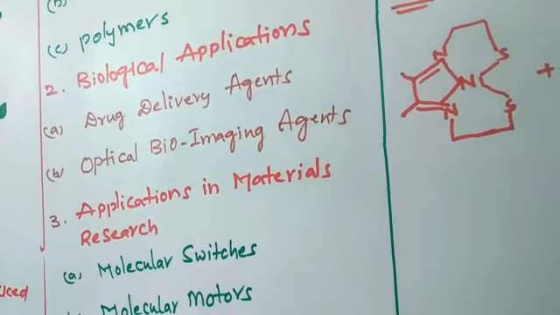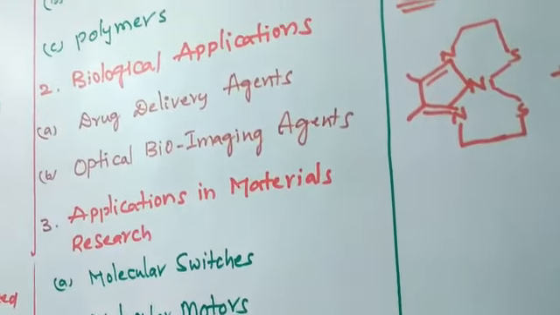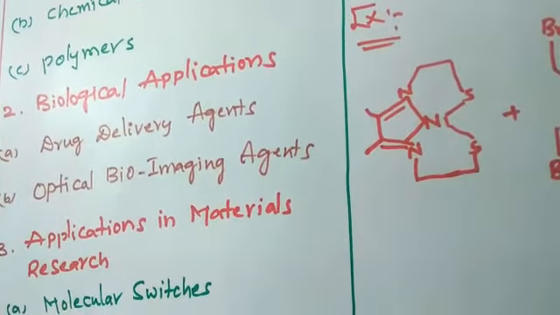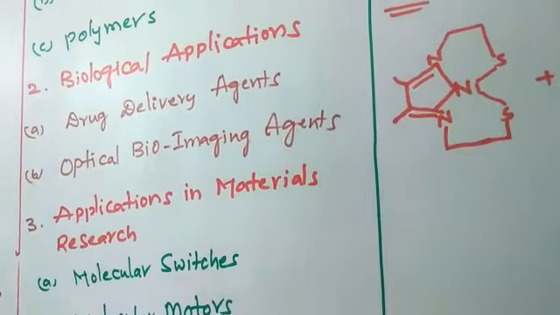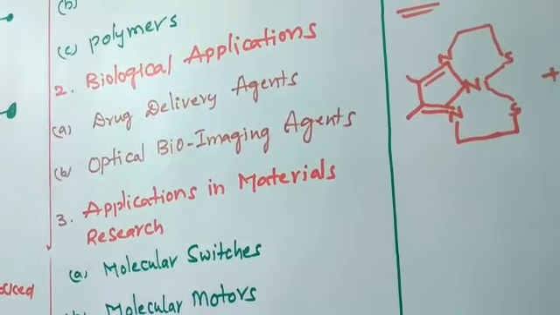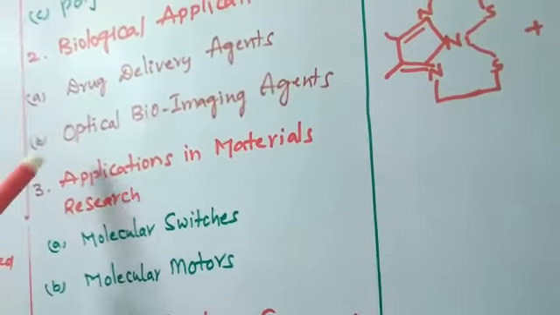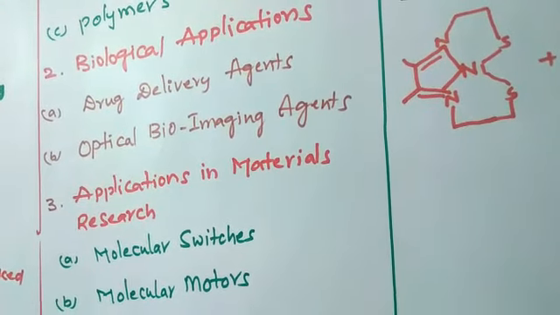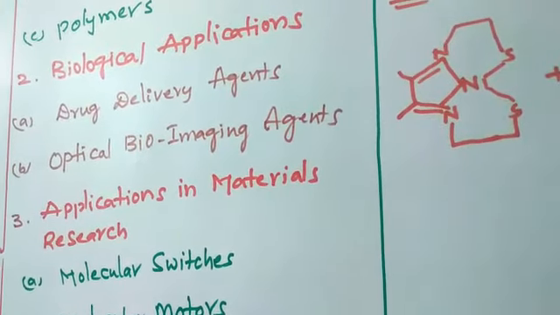It means rotaxanes are used for transferring information from one cell to another cell. That is why in most cases rotaxanes are used as drug delivery agents. Another important one is optical bioimaging agents. This is also one of the most important applications of rotaxanes.